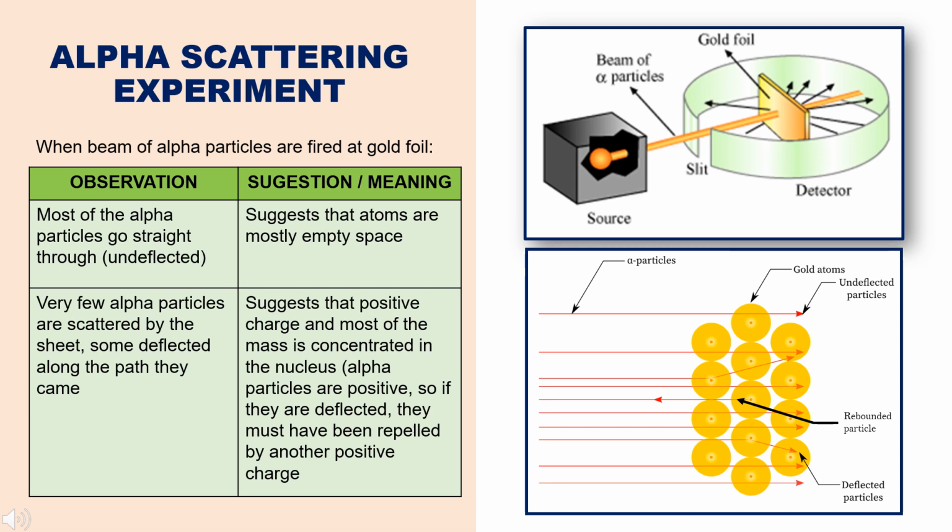It implies that when most of the alpha particles are undeflected, this suggests that most of the atom is empty space. And since very few alpha particles are scattered by the sheet and some deflected along the path they came, it suggests that the atom has a bit of positive charge which is concentrated in the nucleus. And since alpha particles are also positive, they are deflected because they were repelled by another positive charge. An additional point is that most of the mass is in the nucleus, since the alpha particles, which had relatively high mass and momentum, were deflected by a stationary nucleus.